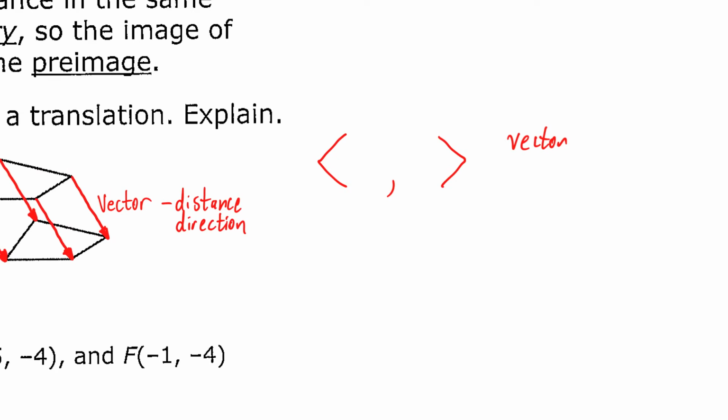The first number is going to tell you what happens to the x. It's going to tell you your left-right movement. The second number is going to tell you what happens to the y value. It's going to tell you how far up or down to go. So it's just like what you would think.